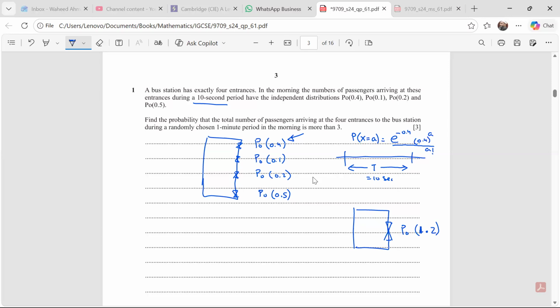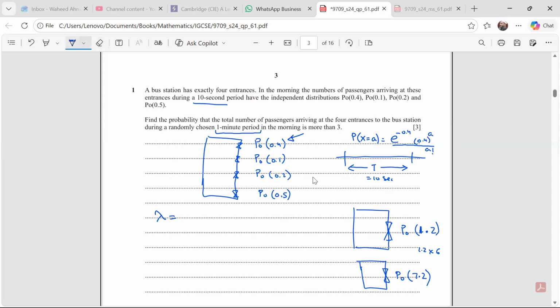Now this 1.2 is for a 10-second interval. So what about 1 minute? Because I want to calculate for 1 minute. For a 1 minute period, with one combined entrance, it will be Poisson distributed with 1.2 times 6, which is 7.2. So our problem is a Poisson distribution with parameter 7.2, and this parameter is called lambda. So for our problem, lambda is equal to 7.2. Remember this.